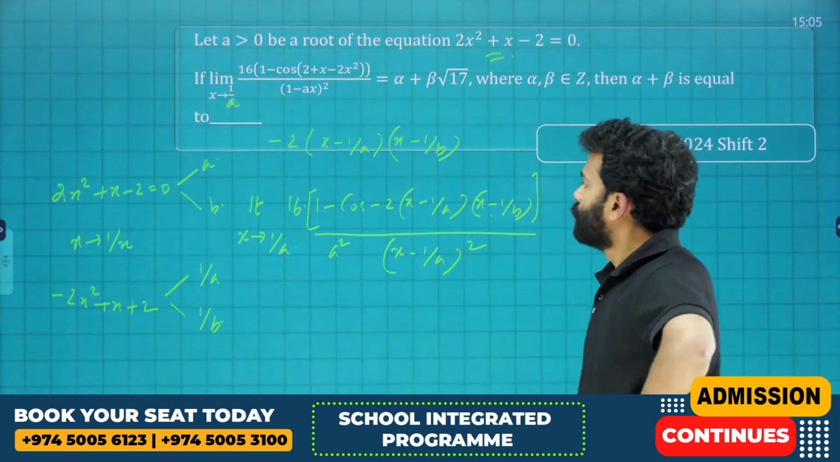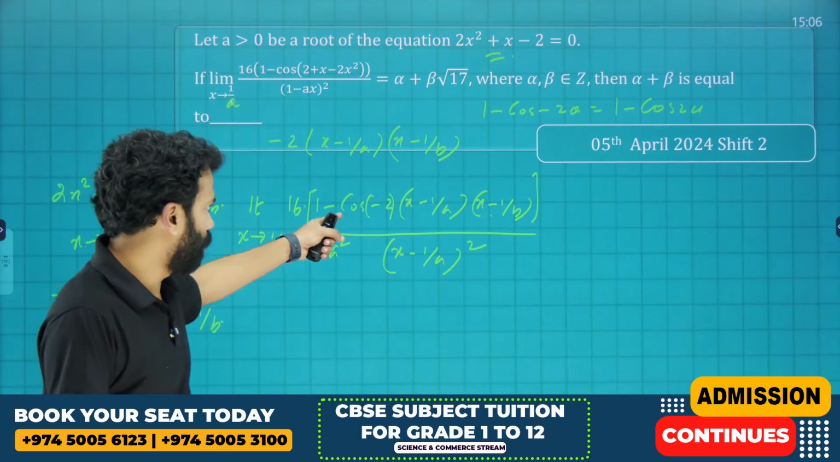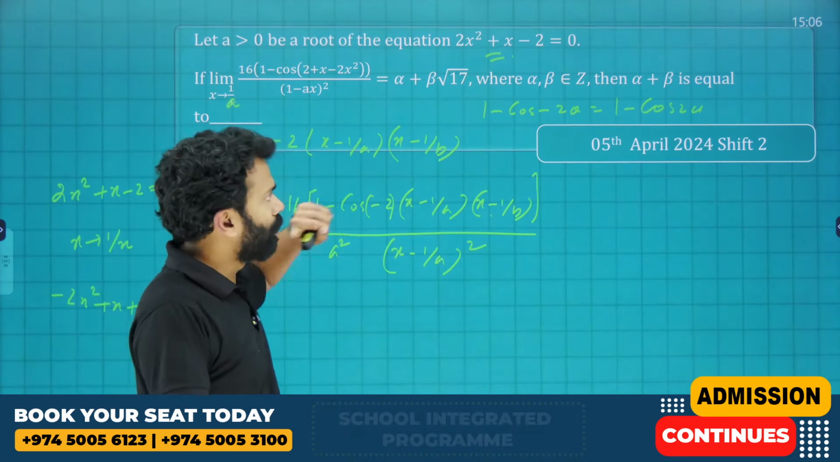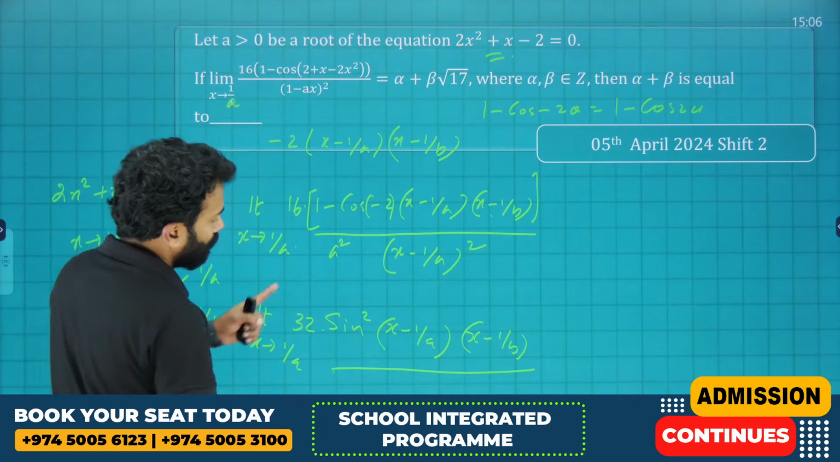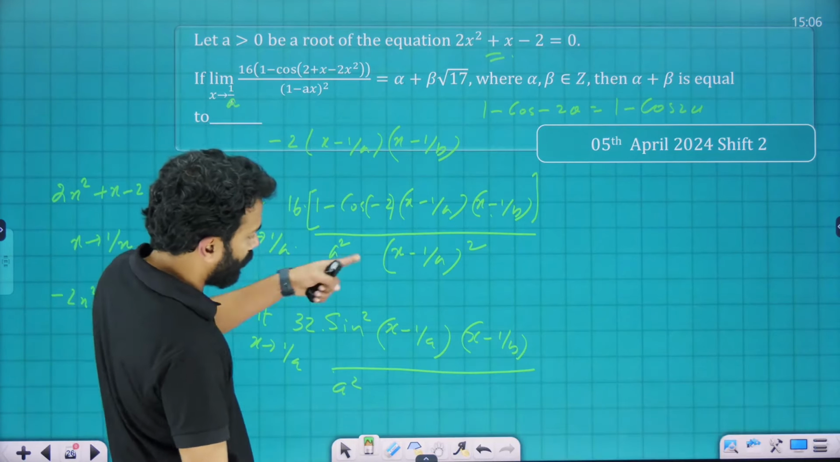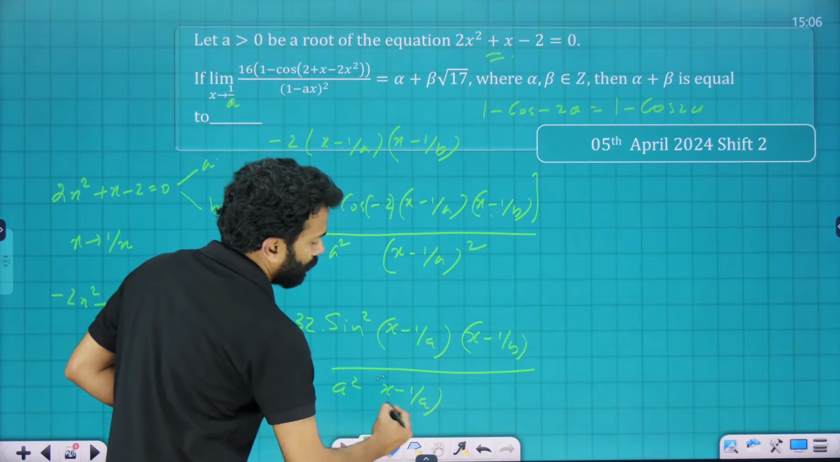Okay, so take this one as 1 minus cos of minus 2 theta. That can be written as 1 minus cos 2 theta. Don't bother about the negative sign here. The cos is attached along with that, so it will have no effect on cos. So what is 1 minus cos 2 theta? It is 2 sine square theta. That we can apply over here. It becomes limit x tends to 1 by a, and 16 into 2 becomes 32. 32 into sine square of x minus 1 by a into x minus 1 by b, divided by a square here. Okay, so here we have x minus 1 by a the whole square.